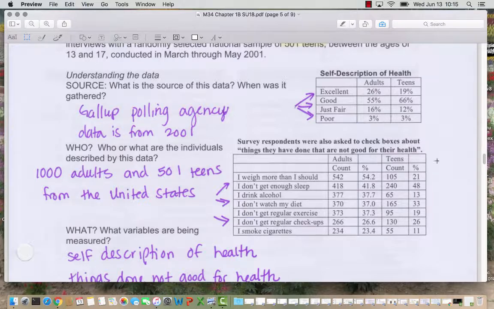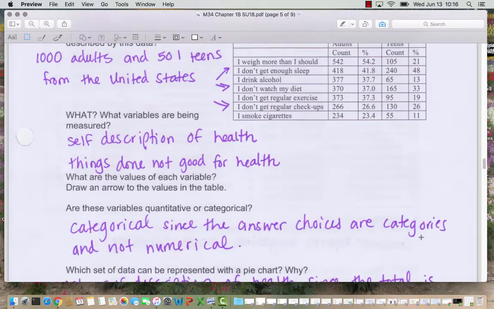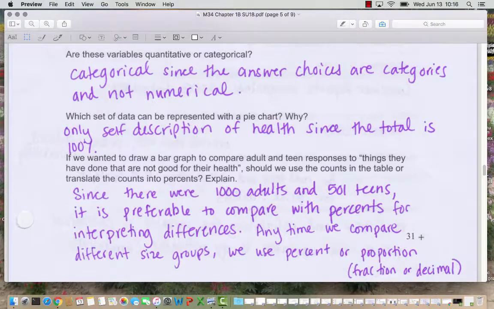So if you add up these percentages, these are more than 100%. And so you wouldn't be able to use a pie chart in this scenario. You could do a bar graph, you could do other ways of comparison, but you wouldn't put these in a pie chart because the total would be more than 100%.